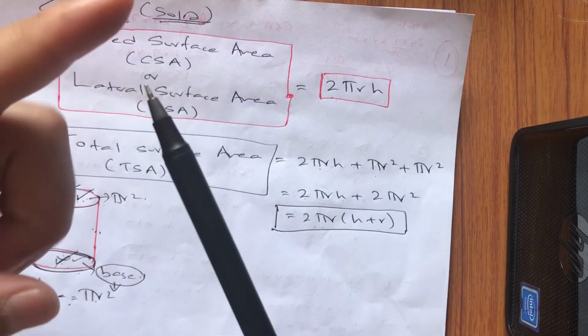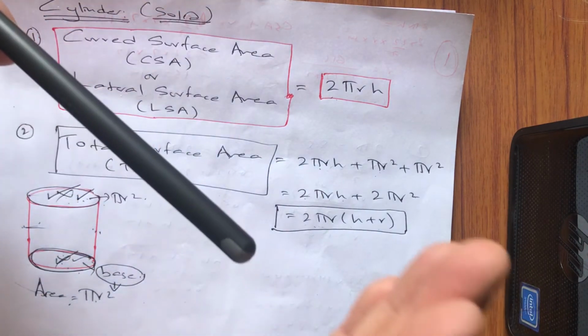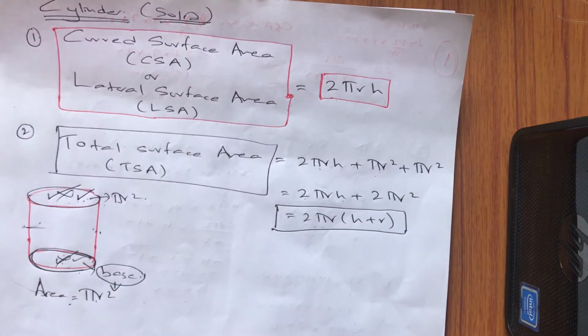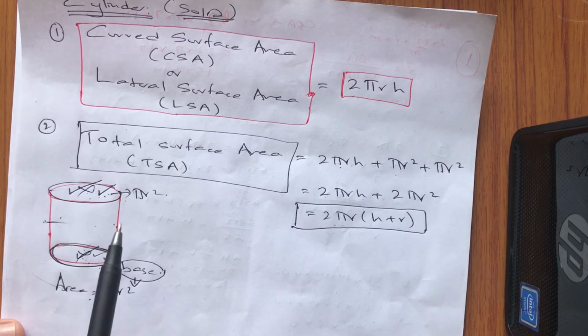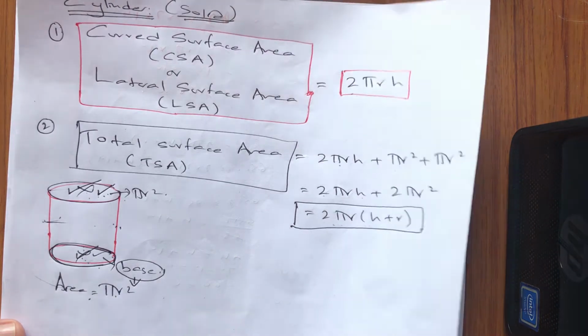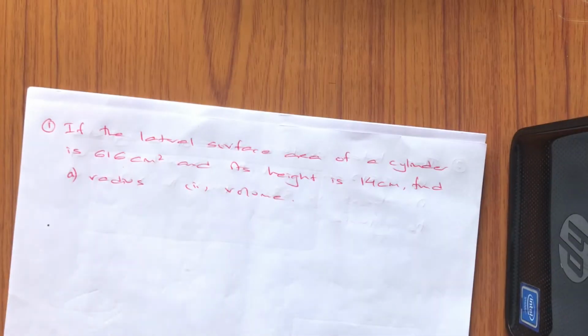But to this, if I add something at the bottom, a lid or a covering, and this side also I put a lid or a covering, then that becomes the total surface area. So to the curved surface area, if I add the upper half and the lower half, that becomes my total surface area. Now let us try a few questions on your lateral surface area and your curved surface area.